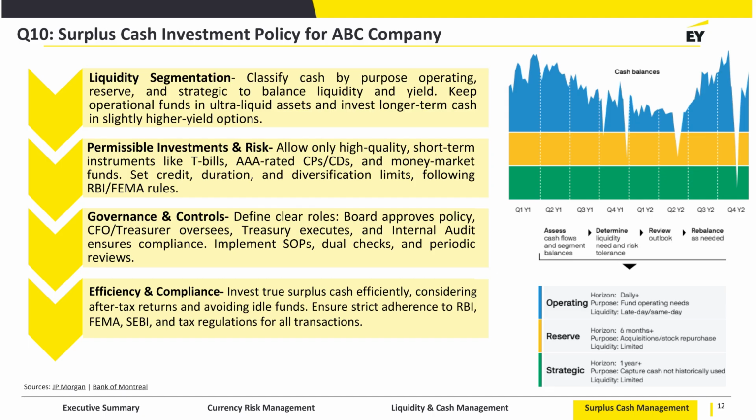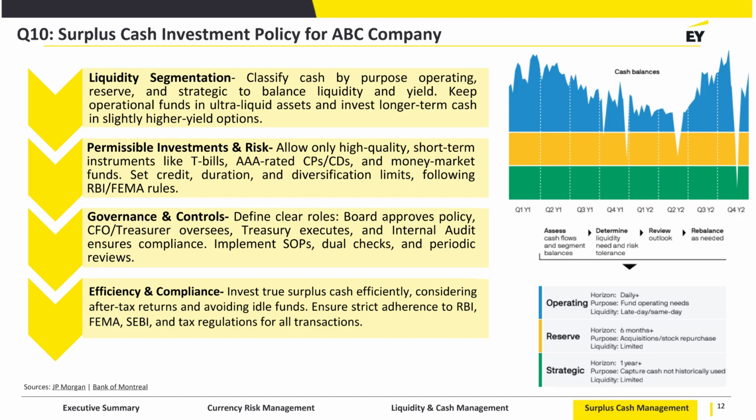Permissible investments and risks outlines what must be done with each segment of cash that we arrive at, as well as what is the maximum risk that can be taken while investing a particular amount of cash. Governance and controls outlines clear roles such as board approval policy, treasurer oversees, execution points, as well as internal audit points in order to ensure compliance with regulatory as well as internal policy norms.